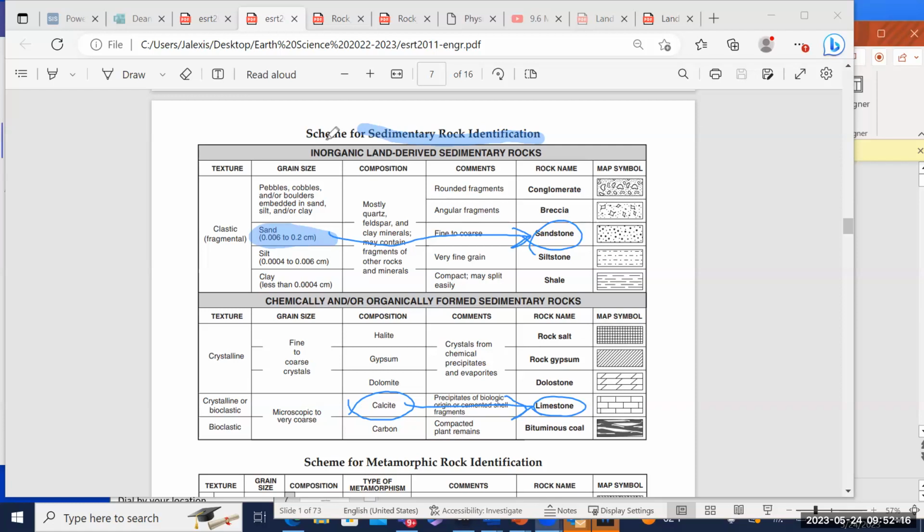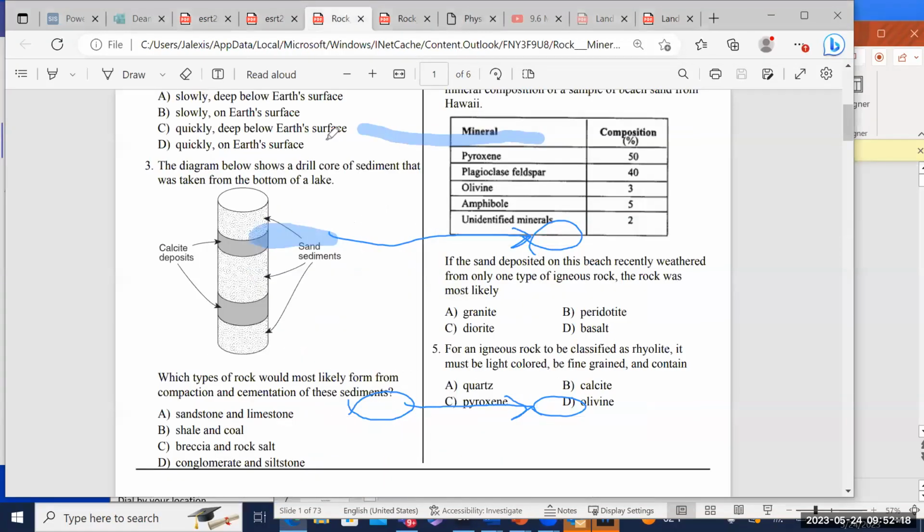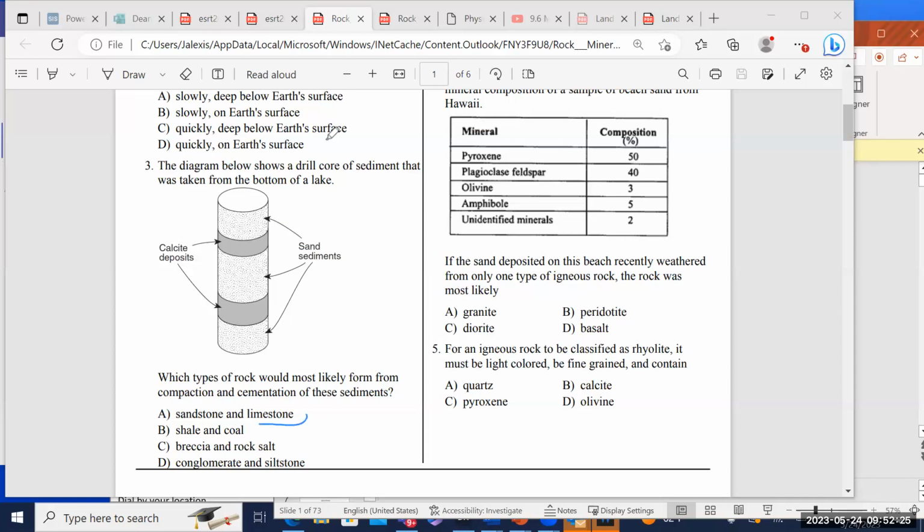And so when I look back on my question, I notice that it's going to be choice A, sandstone and limestone.